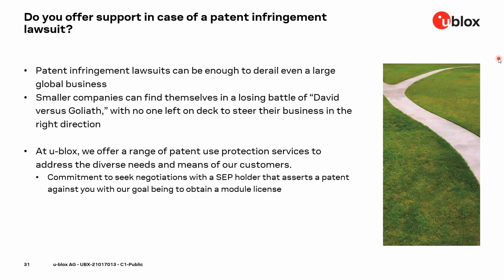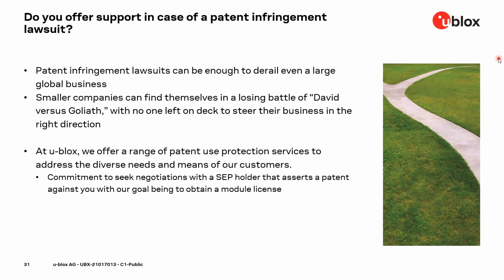Do we offer support in case of a patent infringement lawsuit? Yes, if you're one of our customers, we do step in and help, because who understands the technology better than the module manufacturer who actually implements the cellular connectivity into the module. We don't let our customers just sit there and flounder and try to figure it out, because many times they will have a single attorney in-house and they need to reach outside. Yet, as our poll also showed, many have no SEP background to actually select good counsel to represent them.